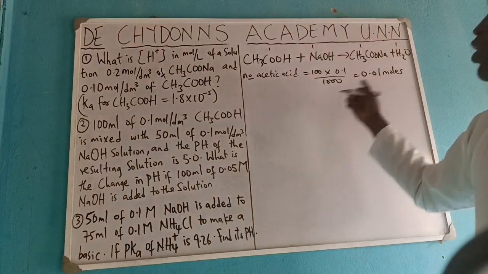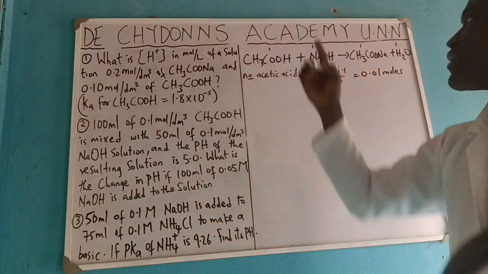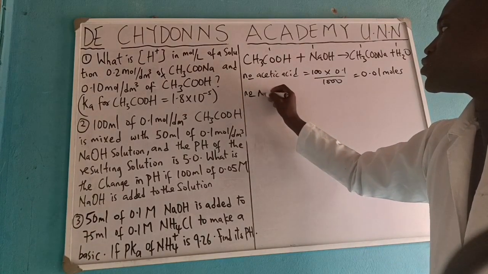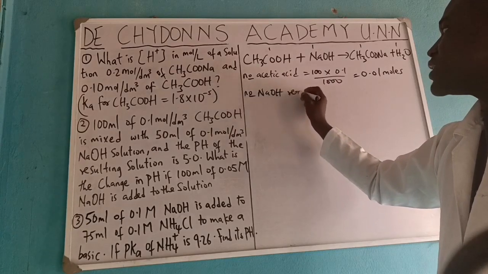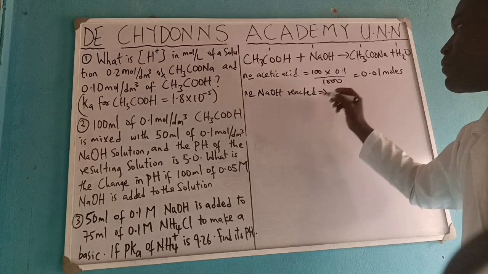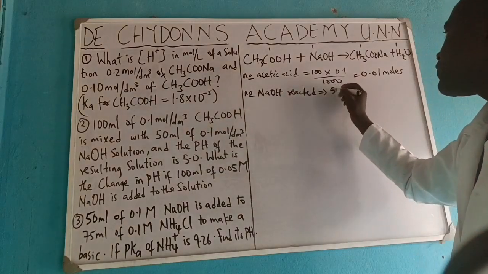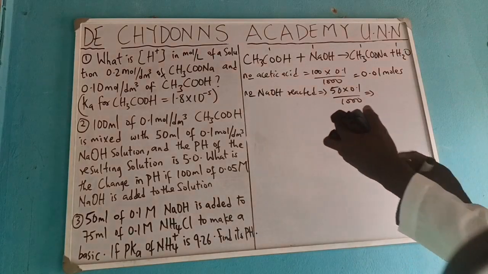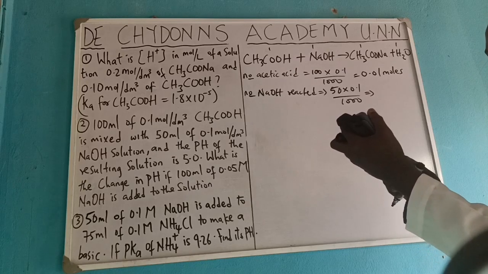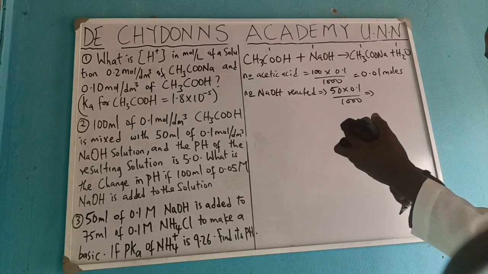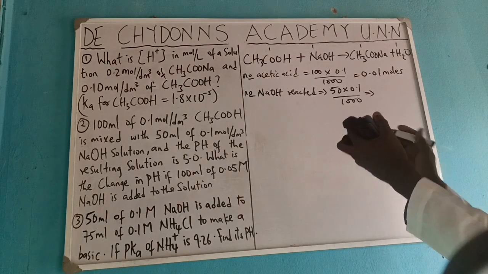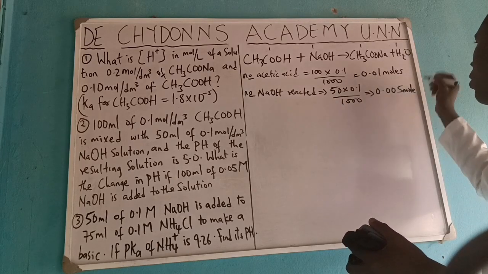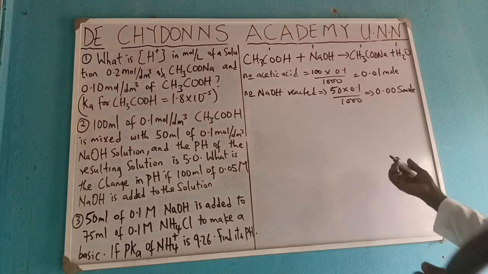That means it's only 0.01 moles of acetic acid that reacted. You do the same for sodium hydroxide. The number of moles of sodium hydroxide reacted will be equal to 50 times 0.1 all over 1000. You now say 50 times 0.1 divided by 1000. That means we'll be having 0.005 moles.